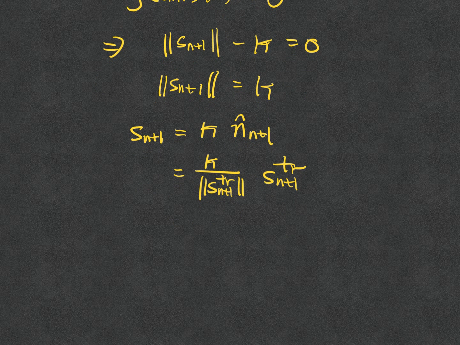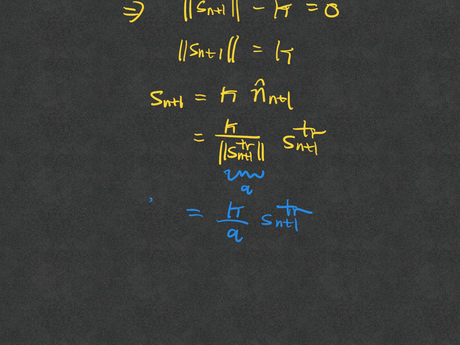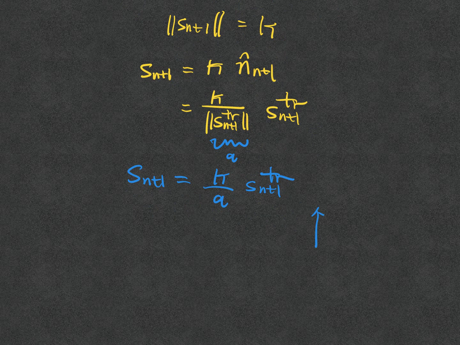Now, if we look at it, if I consider this as a, which is the original radius, then I will have kappa divided by a times S n plus 1. So what I would have is that the trial deviatoric stress and the true deviatoric stress are proportional to each other, and that proportion ratio is kappa divided by a. Okay, and a is the magnitude of the trial stress. Does that make sense?